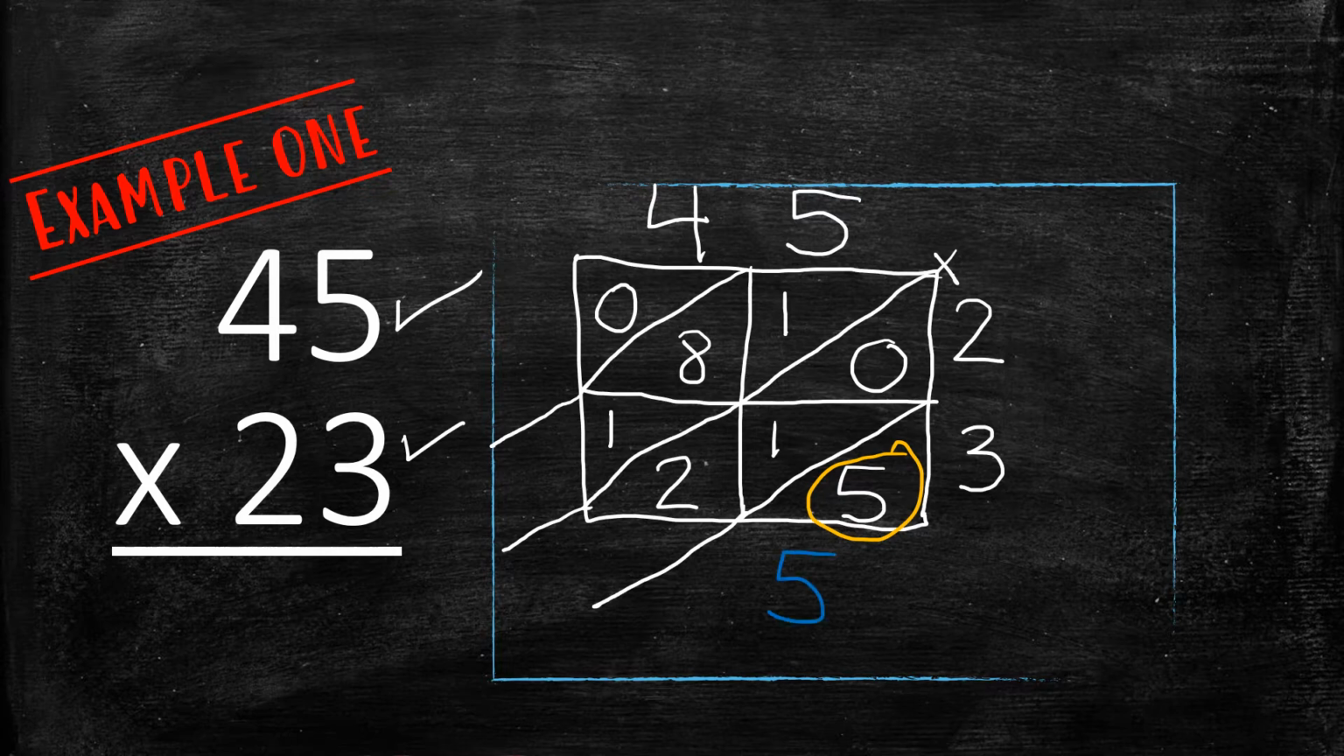Okay, so now we have 0, 1, and 2 here. 2 plus 1 plus 0 is 3, so I'm going to write my answer down, which is 3. Then we have these numbers, 1, 8, and 1. 8 plus 1 is 9. 9 plus 1 is 10. I'm going to go ahead and write my answer down.